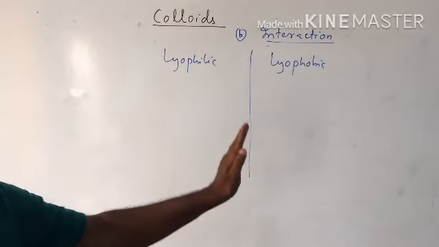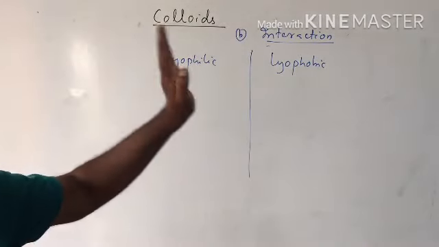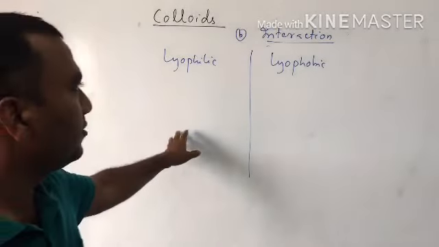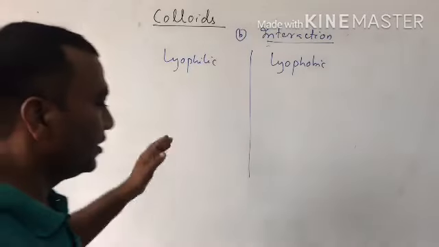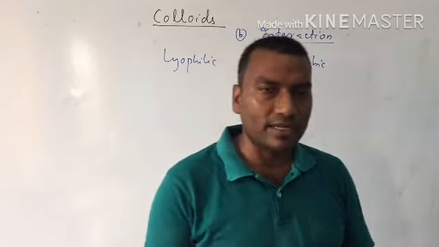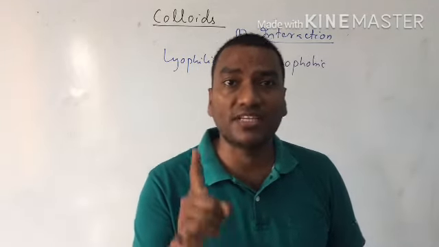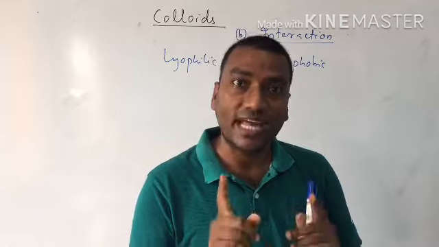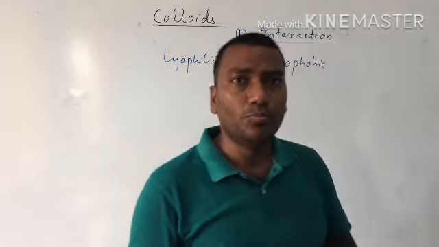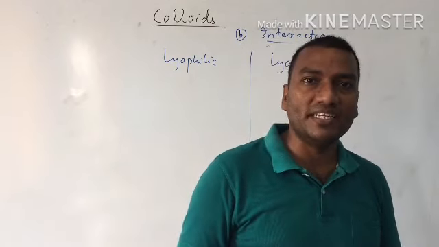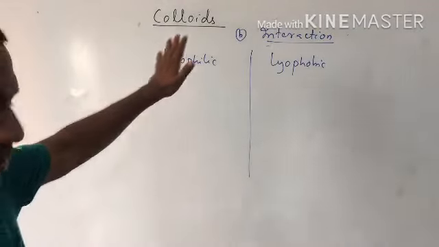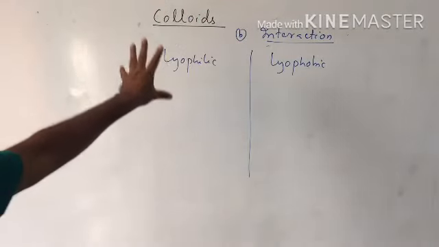Then lyophilic is more stable, lyophobic is less stable. Lyophilic is reversible, lyophobic is irreversible. Suppose you take egg albumin or starch in water, after shaking, can egg albumin settle down? No. So that's why it is stable. But lyophobic cannot be prepared easily, so it settles down. So lyophilic is more stable, lyophobic less stable.